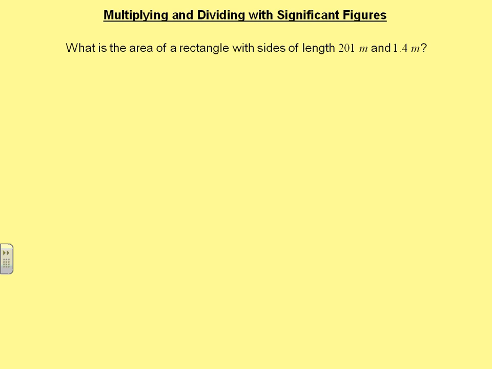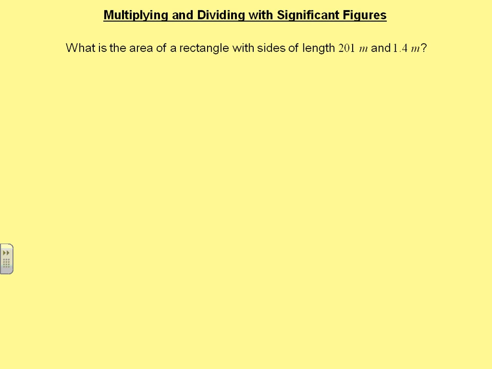So yesterday we saw how to keep the right precision when we are adding and subtracting. So today we're going to develop rules that will help us do the same with multiplying and dividing. So here's our first of three little example problems. What is the area of a rectangle with sides of length 201 meters and 1.4 meters?